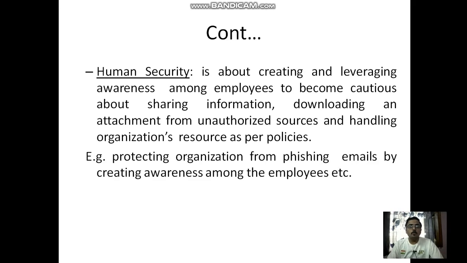And the last one is human security. All these activities, or you can say all the exercises, are to be done to secure humans. Okay? So that the shared information cannot be destroyed, cannot be stolen, cannot be modified by illegal or unauthorized sources. Okay?